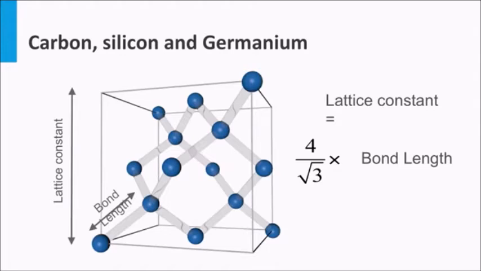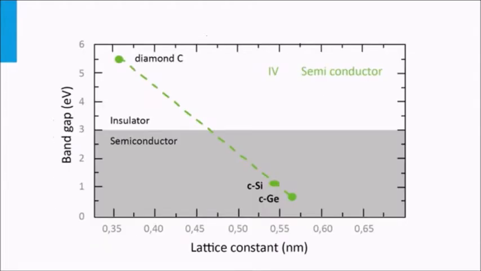In this figure, the unit cell of a diamond cubic crystalline lattice is shown. The edge length of this cube is equal to the lattice constant. In diamond crystalline lattice, the lattice constant equals 4 times the silicon-silicon bond length divided by the square root of 3. In the next graph, we plot the band gap of crystalline carbon, silicon, and germanium versus the lattice constant.